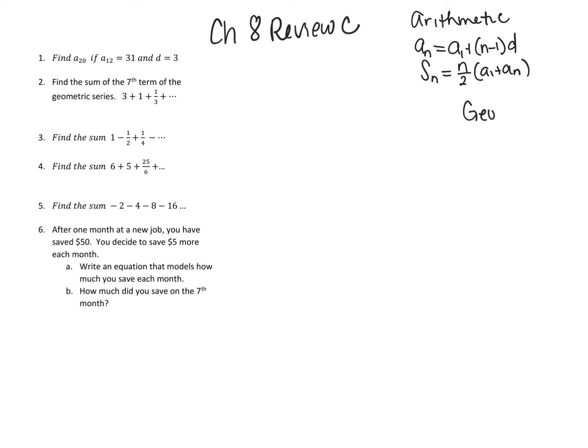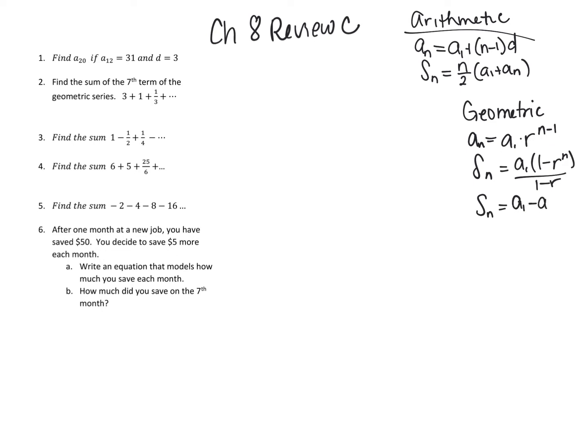And our geometric: our sequence is an equals a1 times r to the n minus 1. Our first sum equation is Sn equals a1 times 1 minus r to the n over 1 minus r. Our second one is, if I don't have n but I know an, a1 minus an times r over 1 minus r.